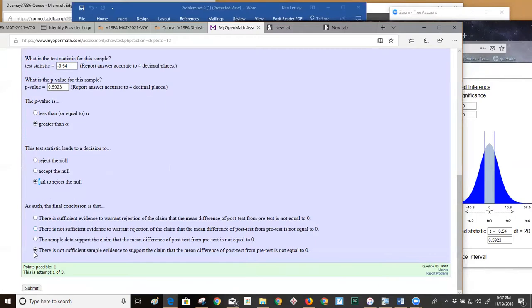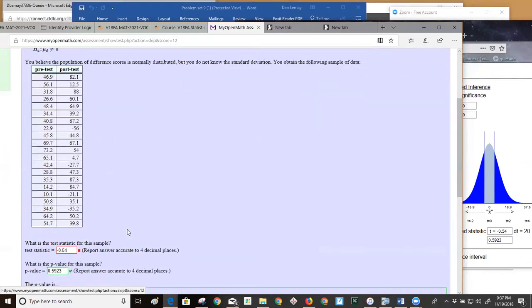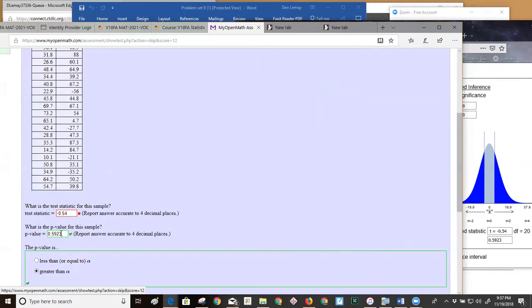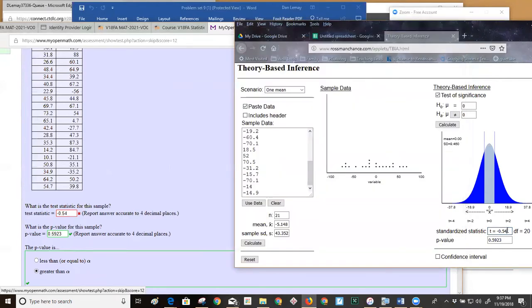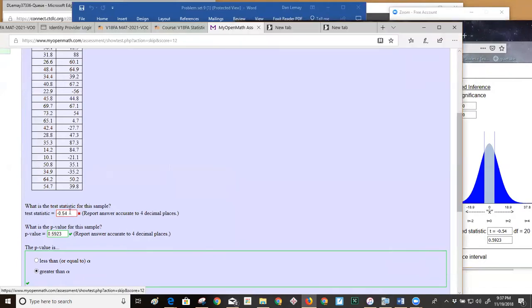Let's see how I did. No, it doesn't like something. So it doesn't like the test statistic, but it does like the p-value. So that tells me it wants 4 decimal places. That's the issue. That's just a Rossman Chance bugaboo. They'd want more decimal places. I mean, we could do all that by hand, but I got the p-value right. I know I'm going to fail to reject H0. So that's just what's happening there.